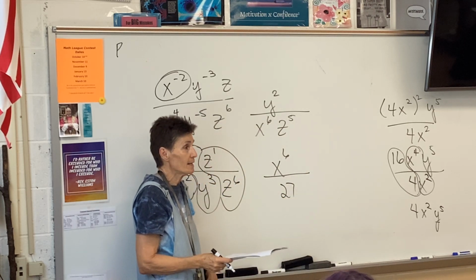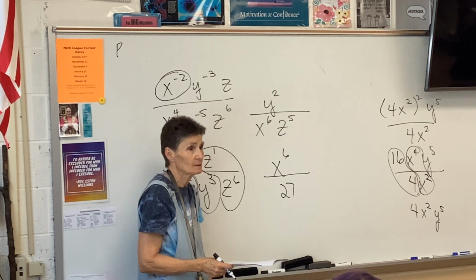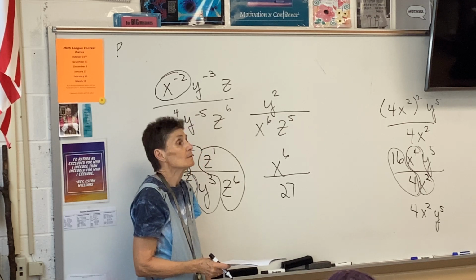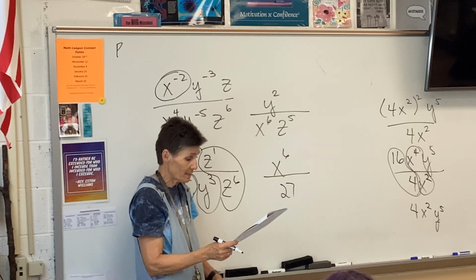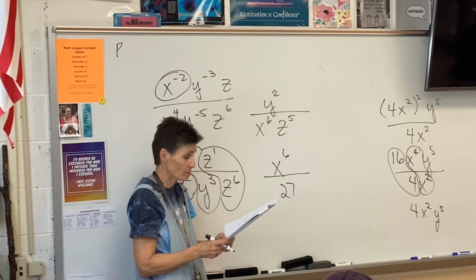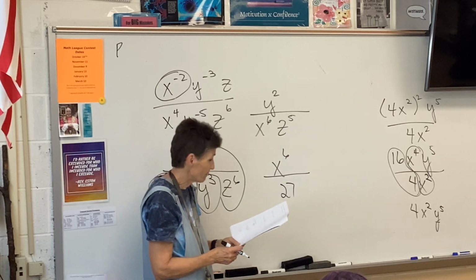Can't fool you guys. How'd we get 27? 3 cubed. 3 times 3 times 3. You're cubing here, including the 3. So 3 cubed is 27.